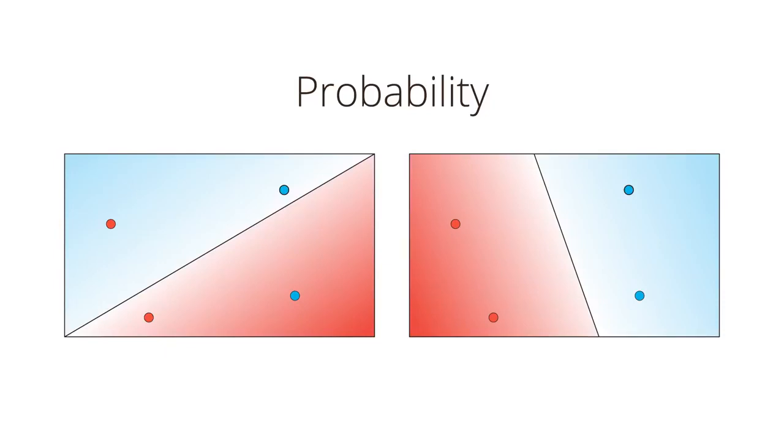So let me be more specific. Let's look at the following 4 points, 2 blue and 2 red, and 2 models that classify them, the one on the left and the one on the right. Quick, which model looks better?